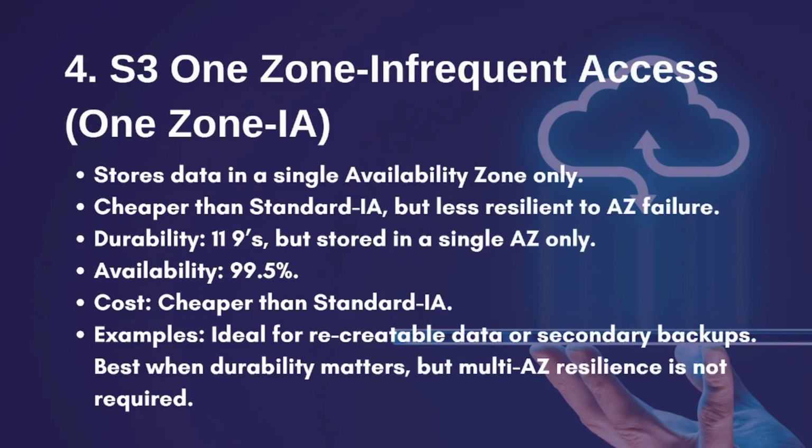The fourth type is S3 One Zone-Infrequent Access. It stores data in a single availability zone. It is cheaper than Standard-Infrequent Access but less resilient to AZ failure. The durability is again 11 nines, but the data is stored in only a single availability zone. Availability is 99.5%. In terms of cost, it is cheaper than Standard-Infrequent Access. Examples where we can use S3 One Zone-Infrequent Access: it is ideal for re-creatable data or secondary backups. Best when durability matters, but multi-AZ resilience is not required.